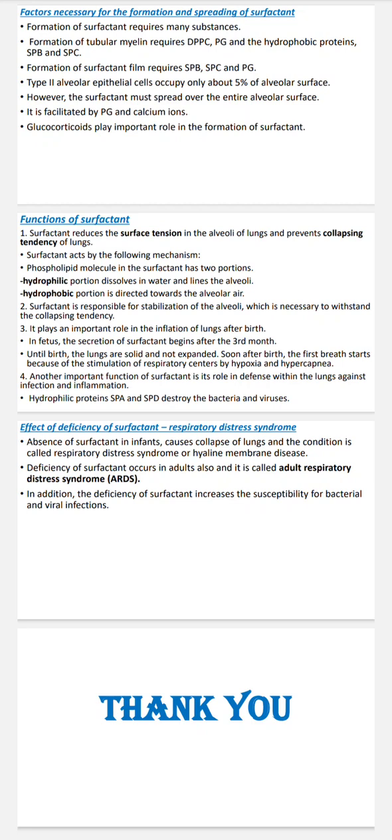First one is respiratory distress syndrome. The absence of surfactant in the infants causes collapse of the lungs because they are unable to expand. The condition is called respiratory distress syndrome or hyaline membrane disease. If it occurs in adults, it is known as adult respiratory distress syndrome. In addition, the deficiency of surfactant increases the susceptibility to bacterial as well as viral infections.